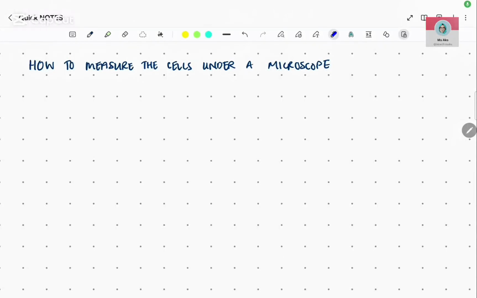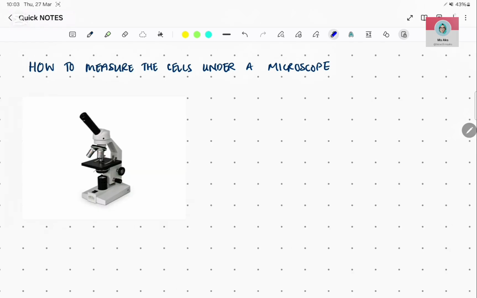Alright, so today we're going to look at how we can measure the cell under a microscope. Before that, let's look at the microscope, just a review. This is the microscope that you are familiar with, that you have used in the lab for your practical lessons already. Just to do a little bit of recap, making sure everybody knows the structure and the parts of the microscope.